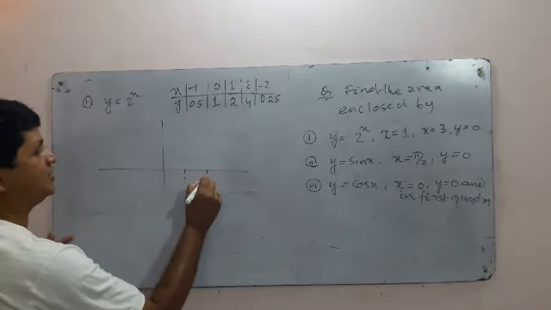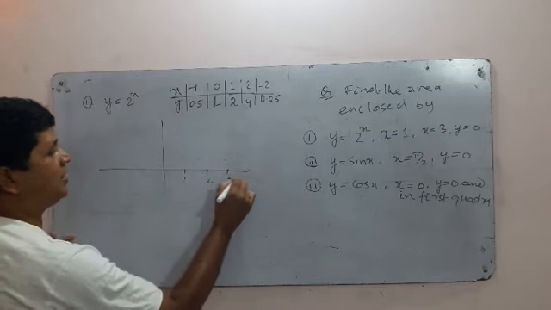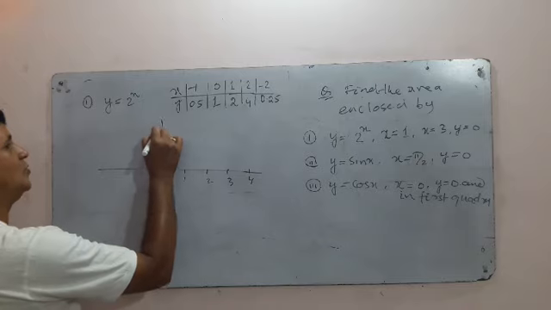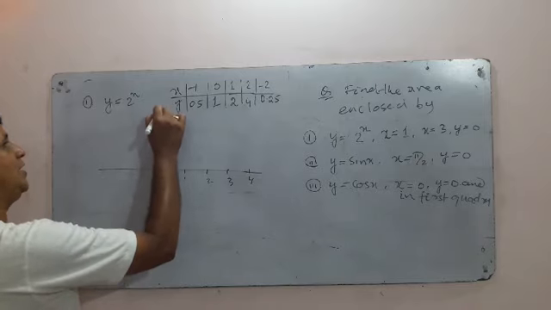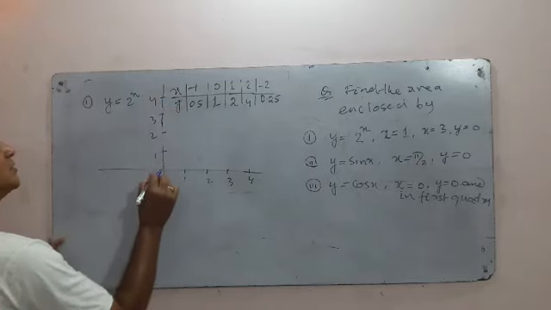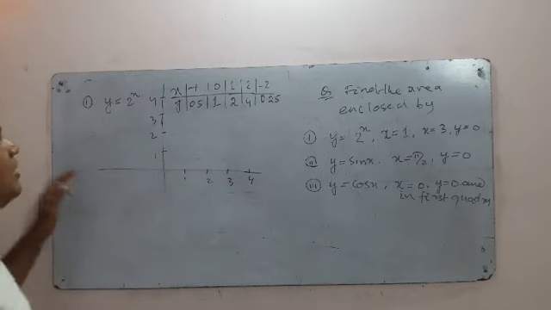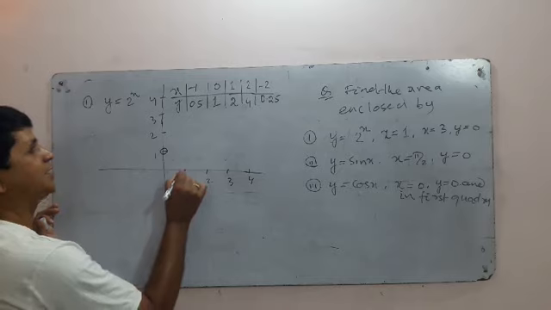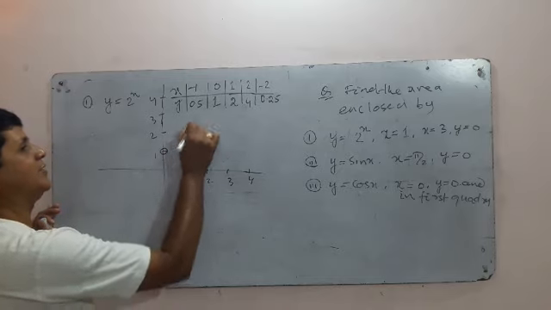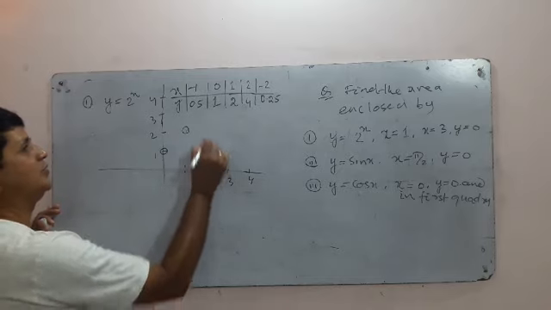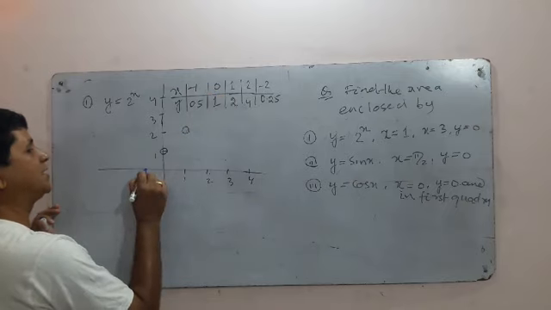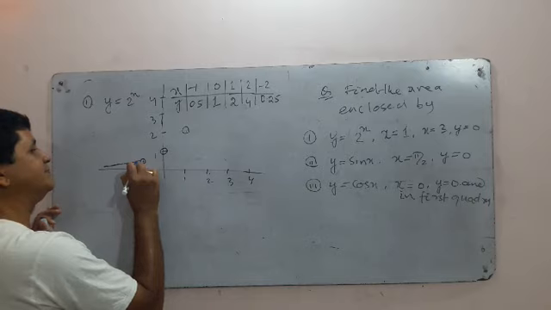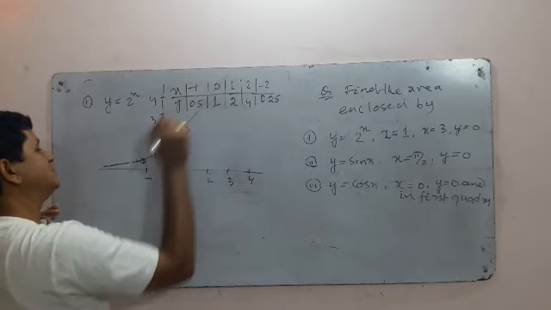This is 1, 2, 3 and 4. It is 1, 2, 3 and 4. So this is 0, 1: x0, y1; x1, y2; x2, y4; and x minus 1, it is 0.5. So the curve will be like this.